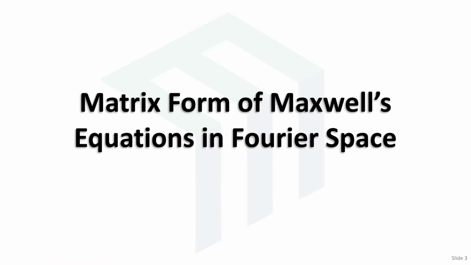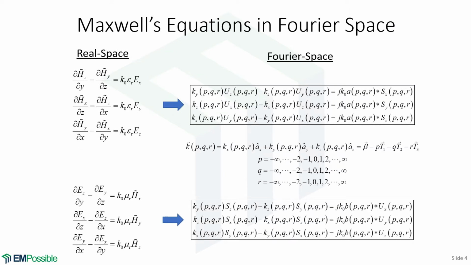Matrix form of Maxwell's equations in Fourier space. So this is what we've done up to this point. We've started with Maxwell's equations in real space. We understand that everything is periodic, so we expanded everything into complex Fourier series, expanded along the reciprocal lattice vectors. We substituted in those expansions, and we ended up here with Maxwell's equations in Fourier space. So let's proceed with these.